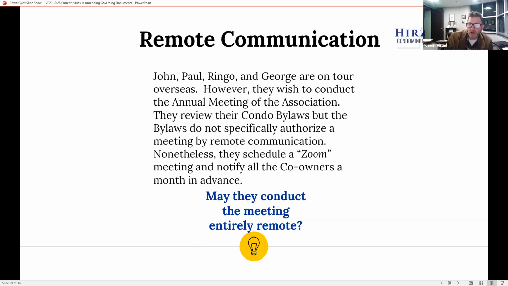If the bylaws require an annual meeting to take place, is that meeting conducted entirely by remote communication proper under the Michigan Nonprofit Corporation Act? So that's the question. If you conducted a meeting entirely by Zoom, even if your bylaws do not authorize it, is that permitted under the Act? So yay or nay?